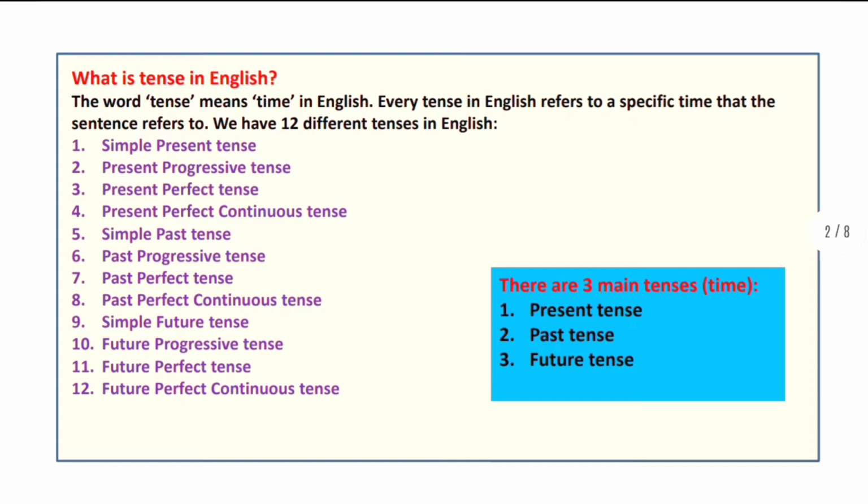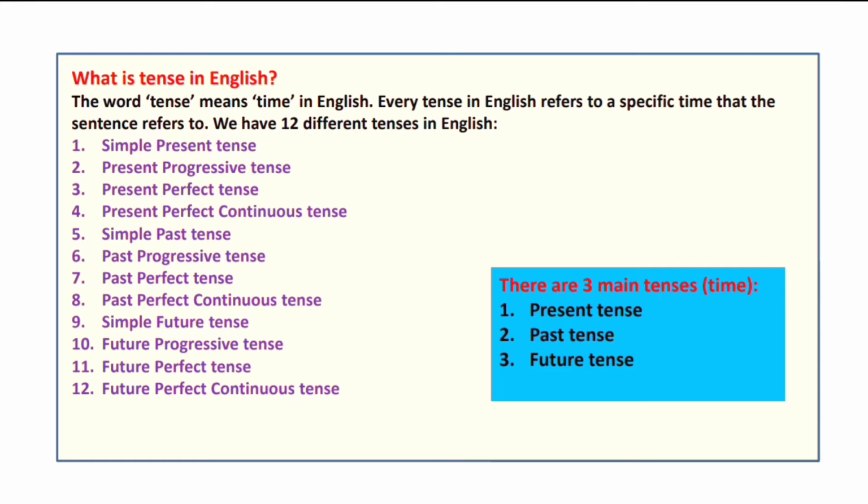The lesson is given in the first line. What is tense in English? The word tense means time in English. Every tense in English refers to a specific time that the sentence refers to. We have 12 different tenses in English.